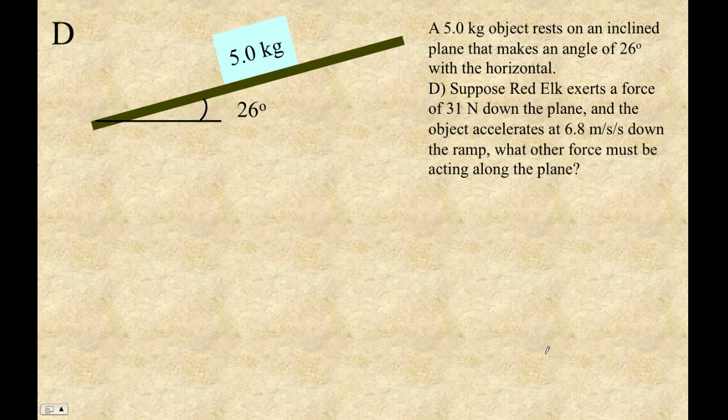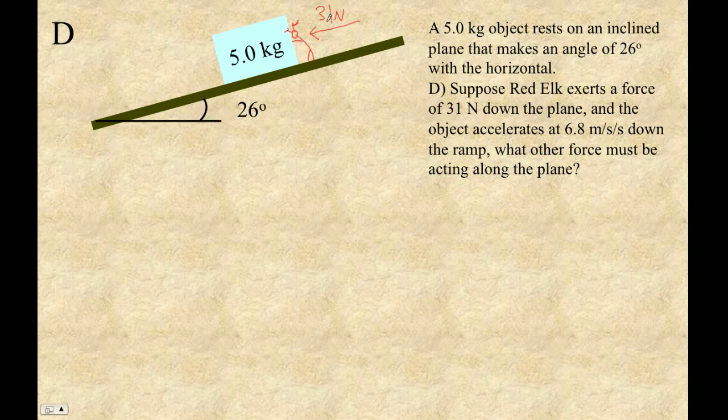Suppose Red Elk exerts a force of 31 newtons down the plane. So here's Red Elk, exerting a force of 31 newtons down the plane. And the object accelerates at 6.8 meters per second squared down the plane. What other force must be acting on the plane?